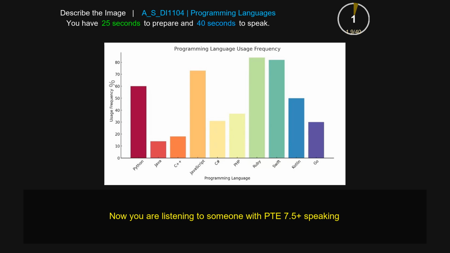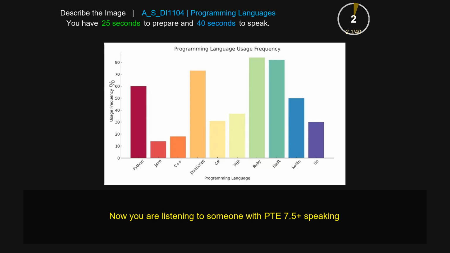This picture gives information about programming language usage frequency. In the picture, the biggest proportion is Ruby, which is about 80%, and the smallest proportion is Java, which is about 10%. In the picture, there are minimum and maximum 20 and 30. In conclusion, this picture is about programming language usage frequency.